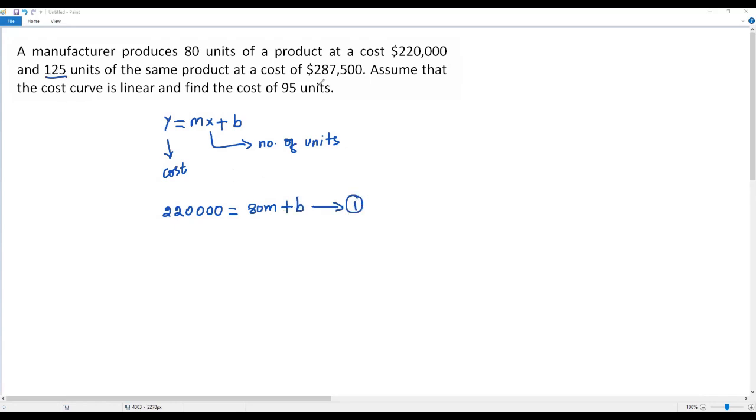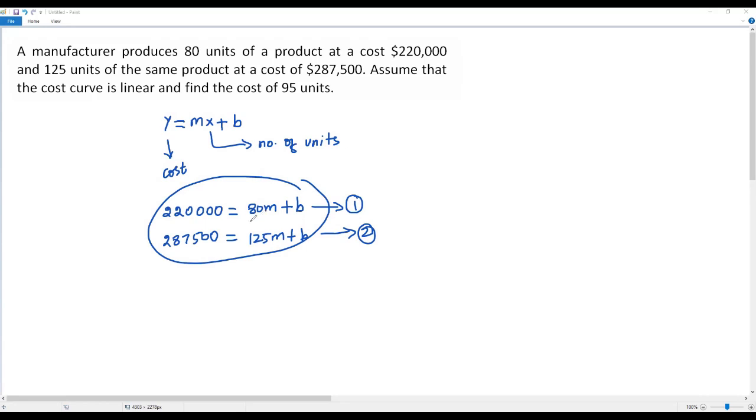Now let's plug the second piece of information into the equation. That is, we plug in 125 for x number of units and the cost for y. Then we get 287,500 equals 125m plus b. We can consider this equation number 2. Now let's solve for m and b in the system of two linear equations. We can subtract equation number 1 from equation number 2 to eliminate b.